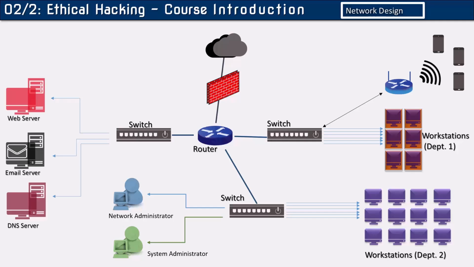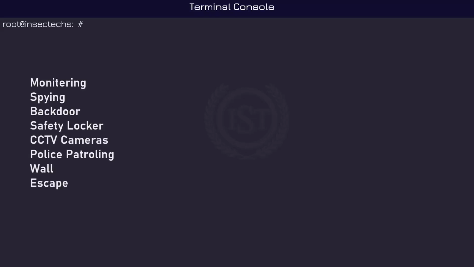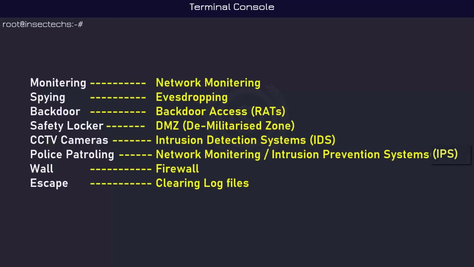So while explaining the real-time scenario, you must have observed some words like monitoring, spying, backdoor, safety locker, CCTV cameras, police patrolling, etc. If you relate these words to the network diagram shown, monitoring can be related to network traffic monitoring. Spying may be related to eavesdropping on the network, like MITM attacks. Don't worry about MITM, it's man in the middle. I will explain it later in the course.